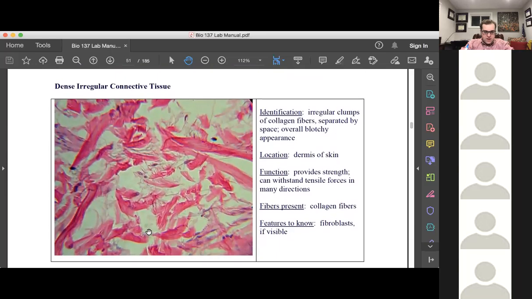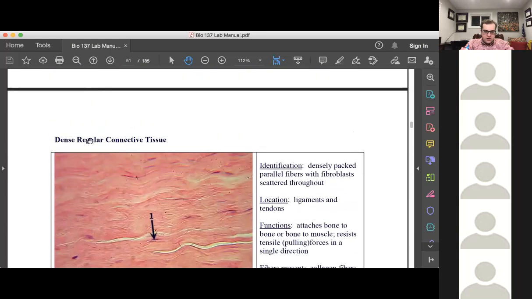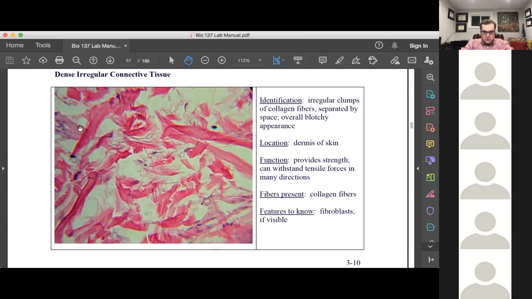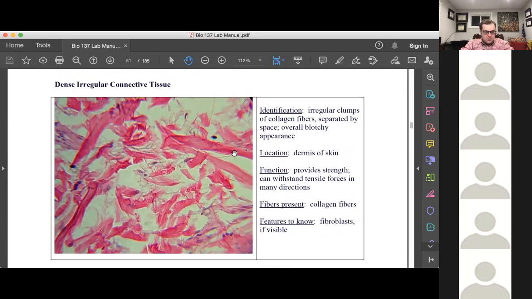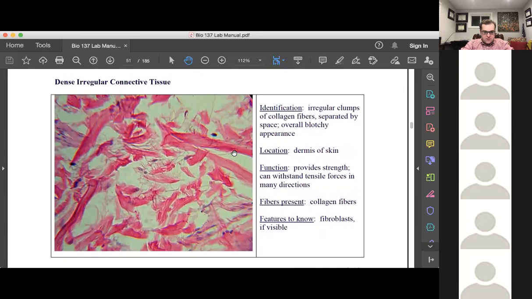Okay, now we have dense irregular. This was regular. This is irregular. Okay, this is the dermis of the skin. I don't know what else to add other than it is not very uniform. That just speaks to irregularness, right? It is going to be seen in the skin, and this is going to help with impact or stretching, and it has this overall blotchy appearance, I guess, is how you identify this.